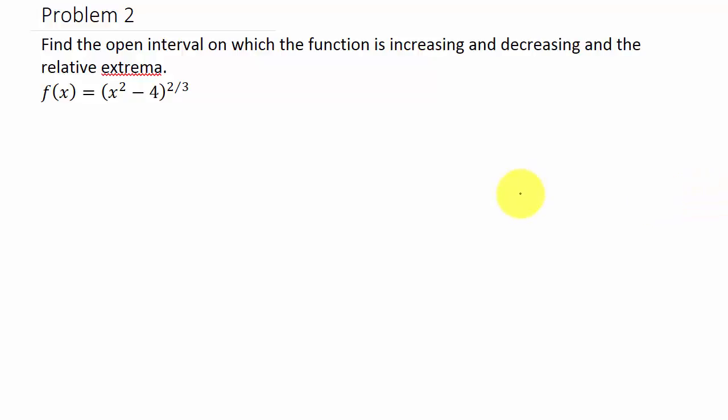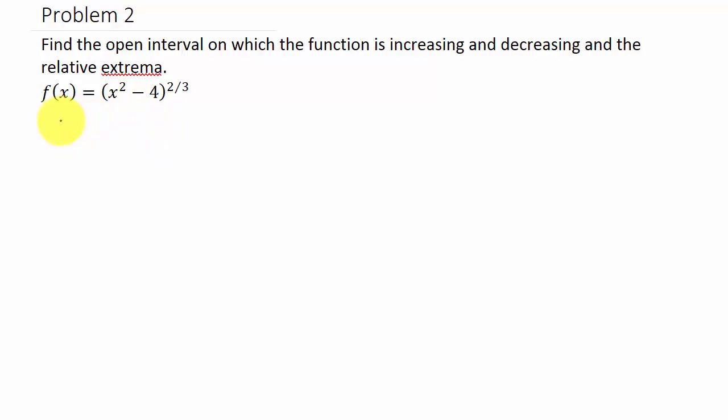Alright, so here's the second problem. We're going to want to find the open intervals where the function is increasing and decreasing, and the relative extrema. Okay, so first thing we do, we want to find the critical numbers.